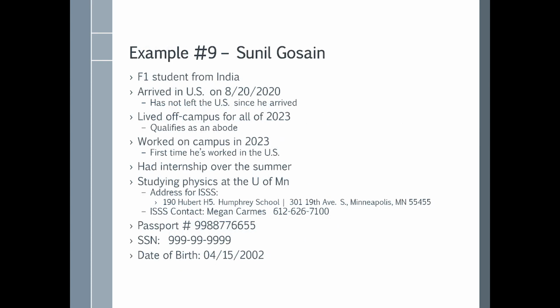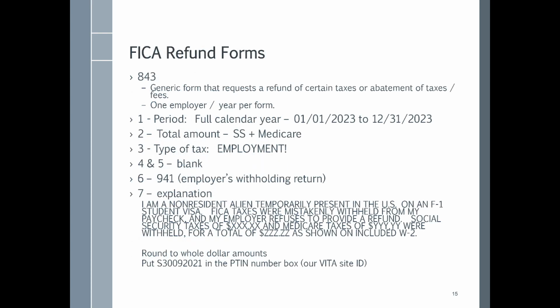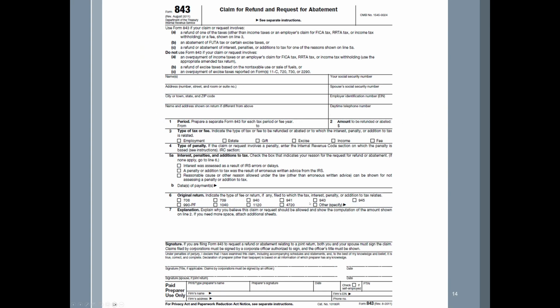And then finally, we're going to put our site ID number down here in this P10 box. That's S392-021. That just lets the IRS know what VITA site helped them with this.